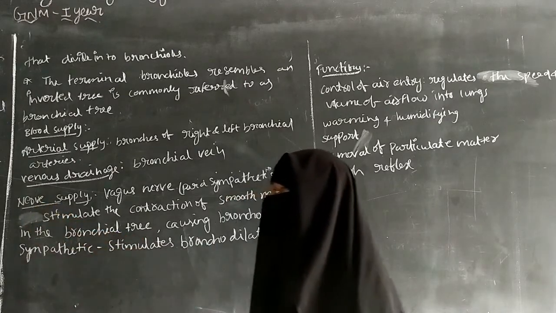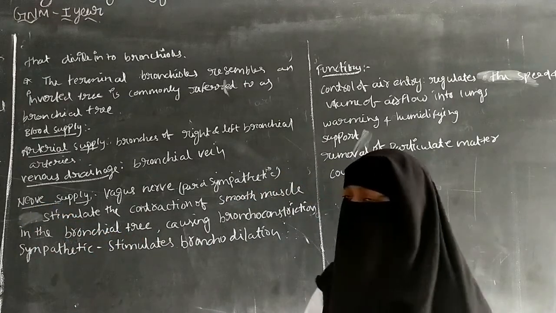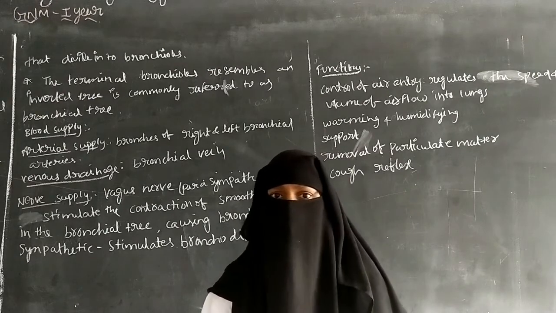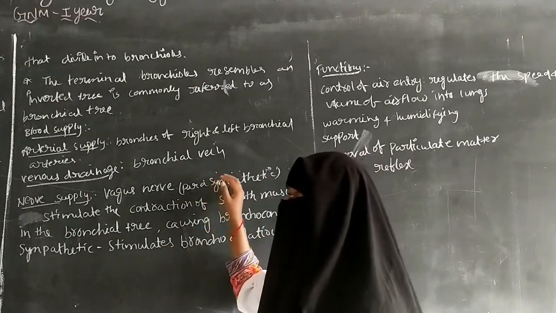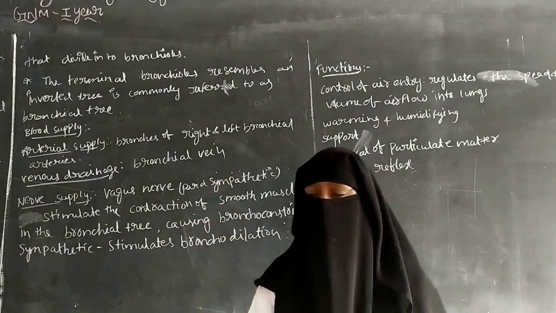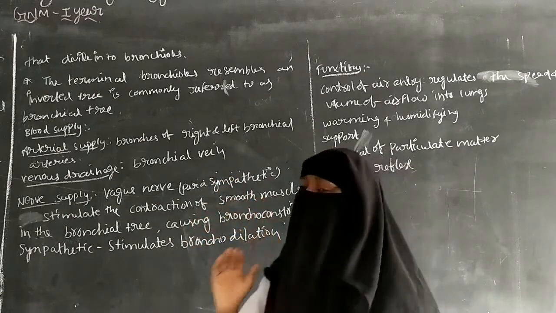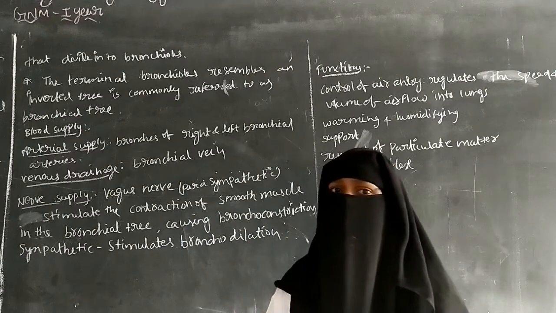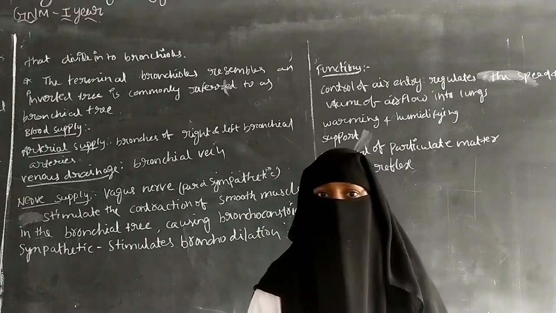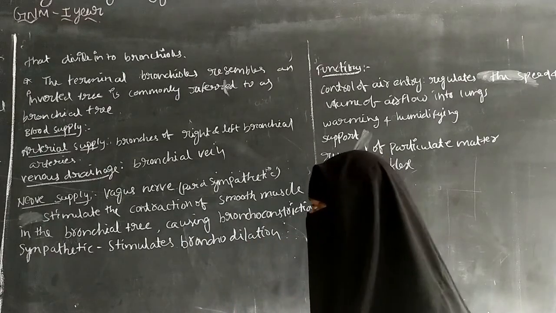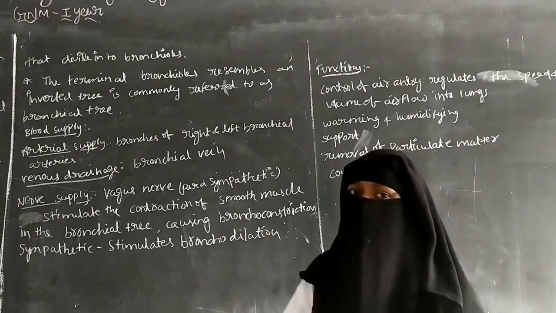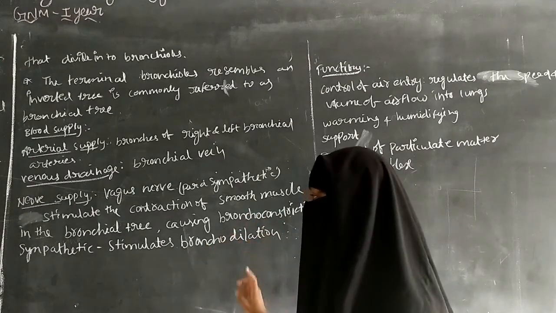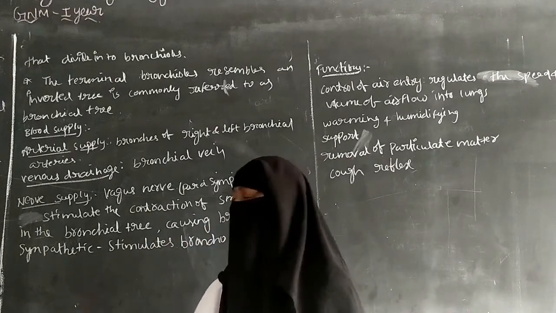The nerve supply includes the vagus nerve, the 10th cranial nerve, which includes the parasympathetic and the sympathetic. Parasympathetic stimulates the contraction of the smooth muscle in the bronchial tree. Because of this contraction of the smooth muscles, it causes bronchoconstriction, which is a contraction of the bronchus. And the next one is the sympathetic nervous system.